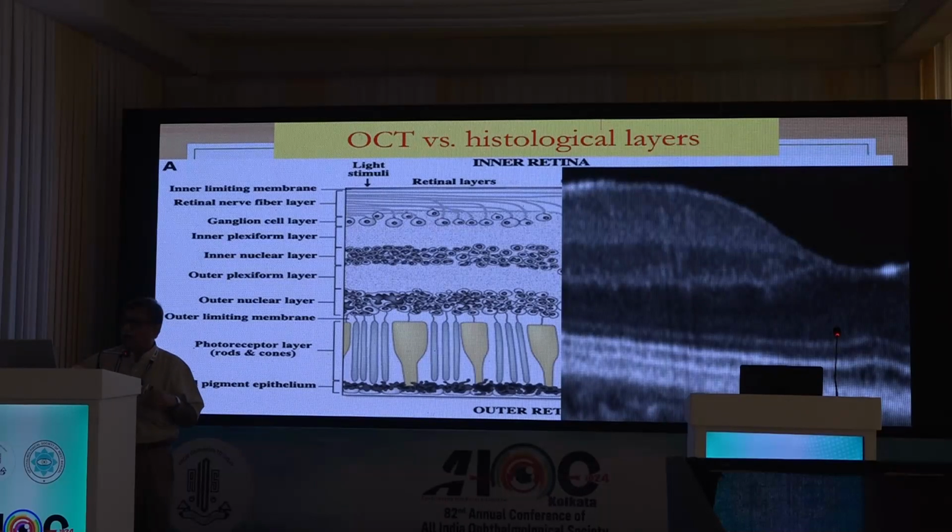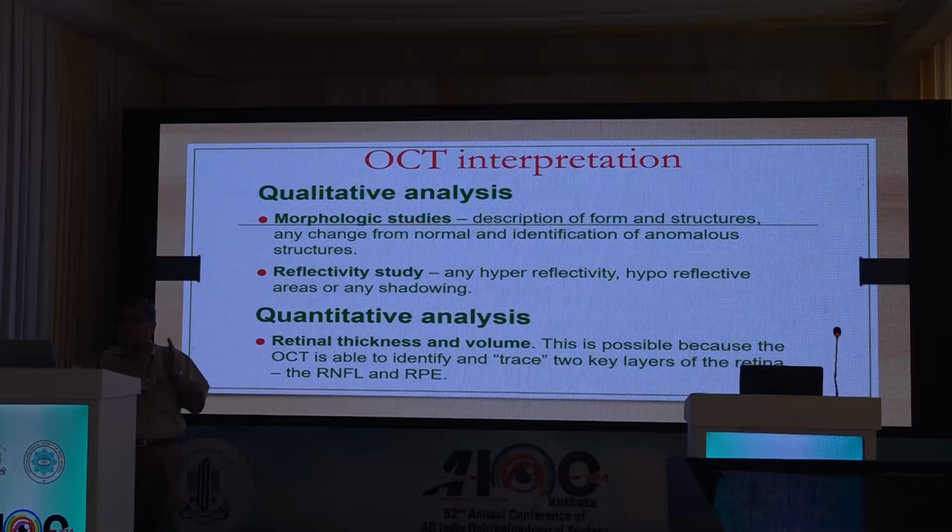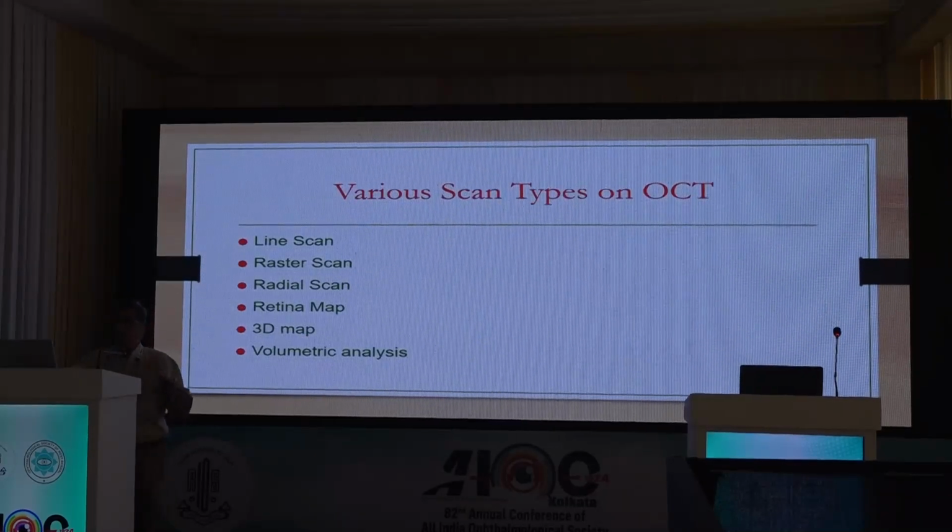And this is, of course, a Heidelberg machine. Not only can you do a qualitative analysis, which is very important because you need a morphological study to see how is the form, how is the structure, any difference from normal. You also do a reflectivity study. Is there any area where there's more reflectivity or less reflectivity, any shadowing? And then finally you do a quantitative analysis. How much is the thickness? Is there edema? How much is that edema? Is it becoming better? Is it becoming worse? You can tell all these things. In order to do this, you have various tools with the OCT. You can do a line scan, a raster scan, a radial scan, a mapping, and a volumetric analysis.